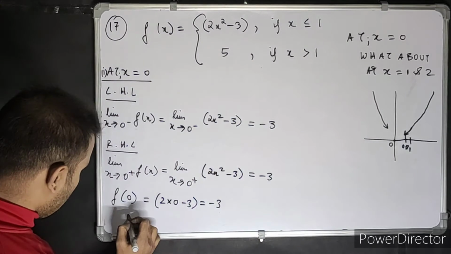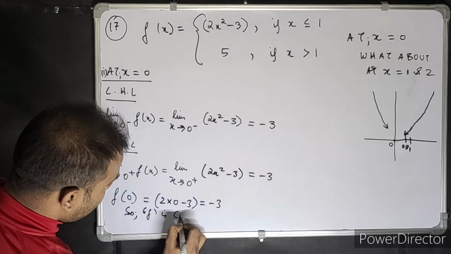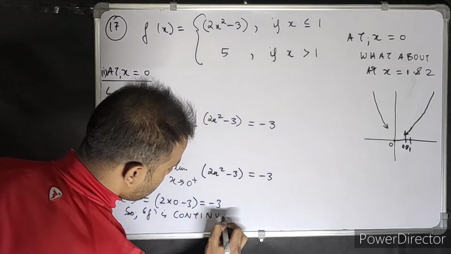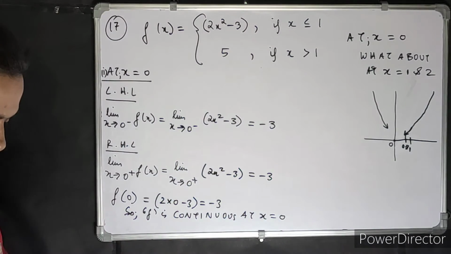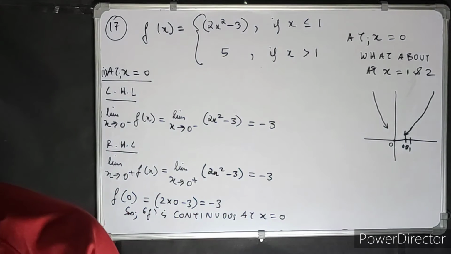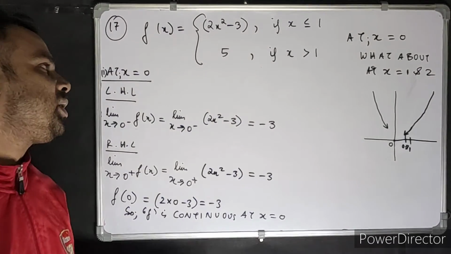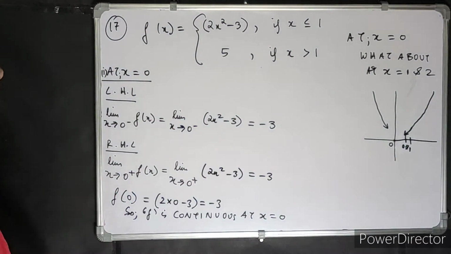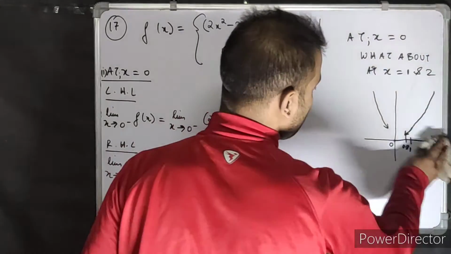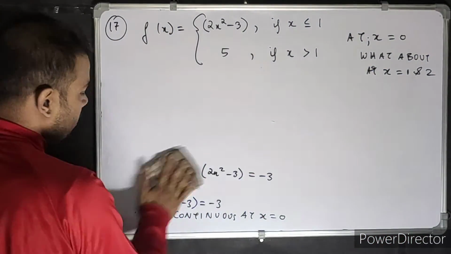So f is continuous at x equal to 0. Now let me just check this answer for you. This is the first part, 17's first part. First part, it says yes, it's continuous at x equal to 0. Now let us check at x equal to 1 and at x equal to 2. So let's rub out this graph. Now we'll check at x equal to 1 and 2.